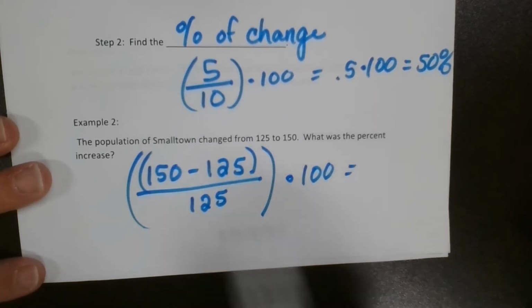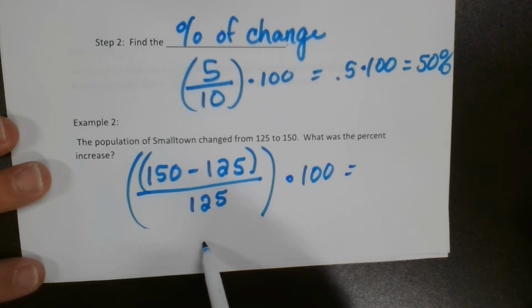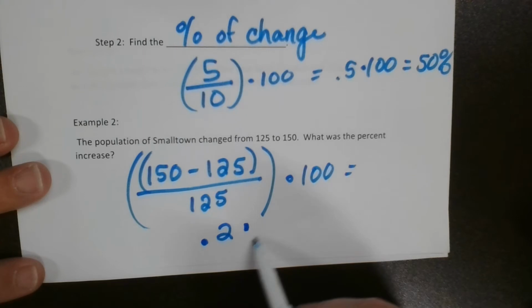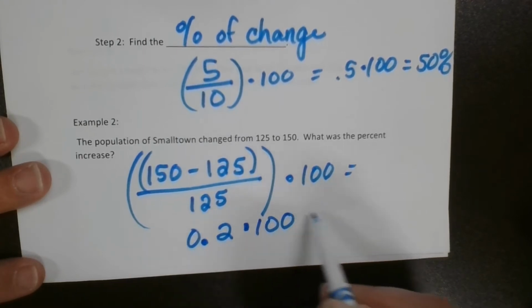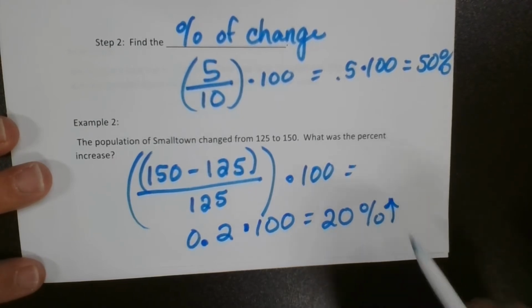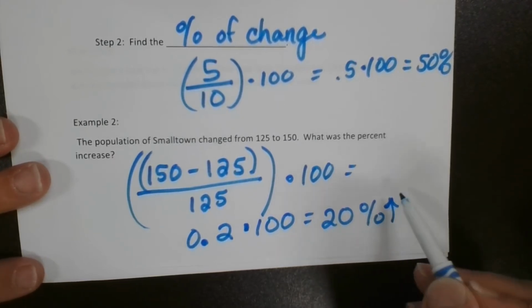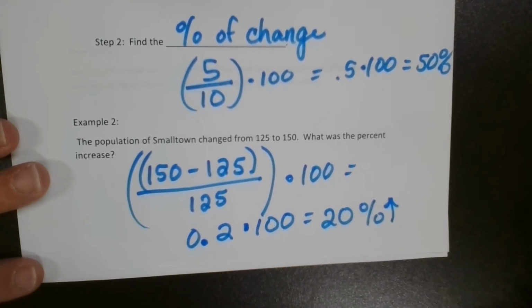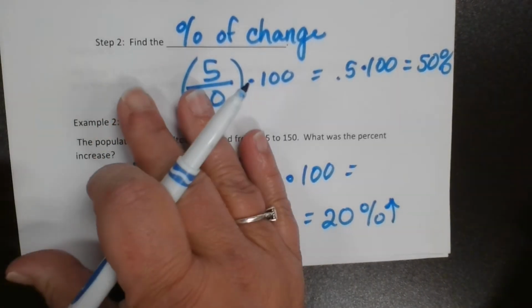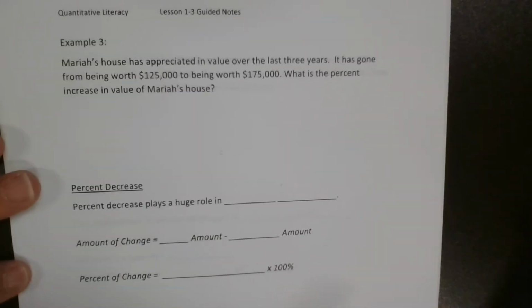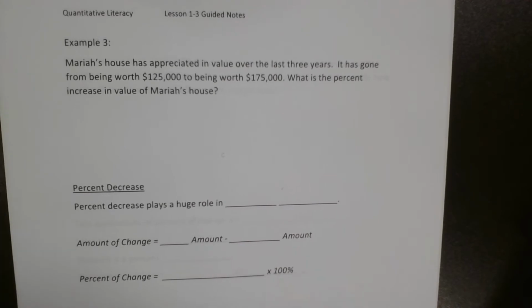So when you do this, you're going to find that all of this is 0.2 times 100 gives me a 20% increase. You'll see it written like that sometimes. Percent and an up or a down arrow for increase and decrease. Okay? This is not a real hard lesson. Just try to stick with it. Won't you pause this video and try this example 3 and then come back to the video.